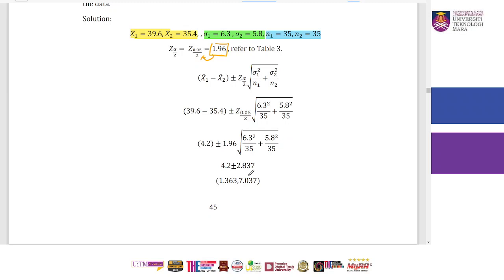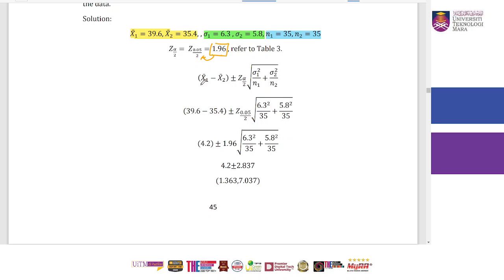Okay. So, if you use X2 bar minus X1 bar, of course this one will be a negative value. So it will come out negative, slightly different. Okay? So, is there a problem? Actually there's a problem, but you can still use it.